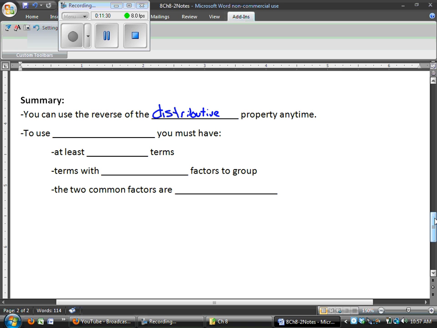Okay? In order to use grouping, you must have 4 terms, okay? Terms with common factors to group. So after you put them together and factor it out, those 2 sets of parentheses that I said have to be the same. That's what I mean by the common factors to group. The parentheses afterwards have got to be the same. Okay? And the 2 common factors are identical. It's another way of saying that also.